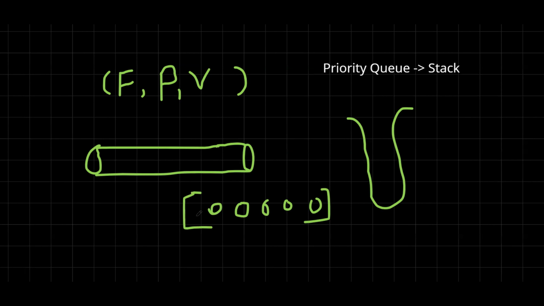Now, we have to implement 2 methods, push and pop. For the push method, we can simply insert this pair of values into the priority queue. But for the pop method, we have to remove the most frequent element. And if multiple elements have the same frequency, then we have to remove the element which is closest to the top. So let's see how this combination of values will satisfy the given constraint.